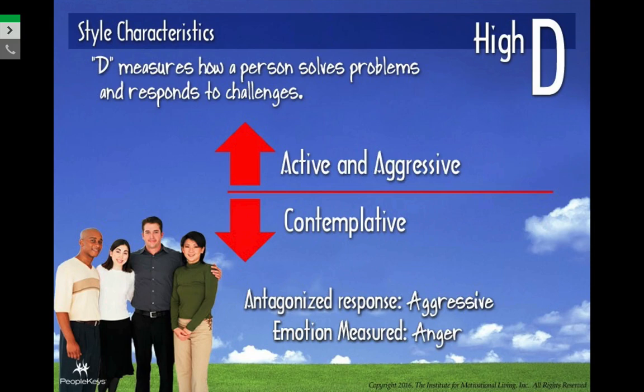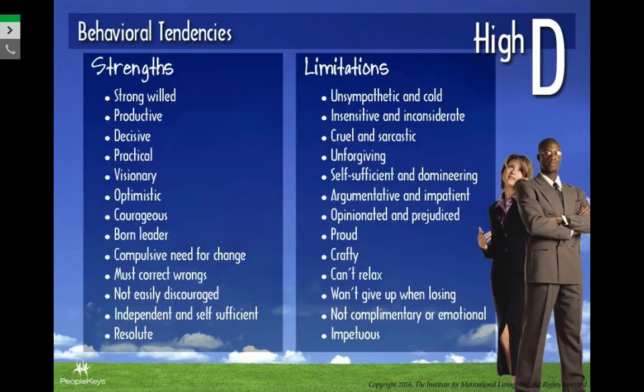The antagonized response for the high D is aggressive, and the emotion that it measures is anger. So you'll hear people say the high D is someone who's quick to anger, just because we get frustrated easier, we're impatient. The high Ds, raise your hand. Just be real. You're impatient and you can get frustrated. Someone's telling you a story and they're a high I, drawing that thing out, and you're going, can you paint the story with a bigger paintbrush, please? Get to the point. Where are we? What's happening? That's that high D characteristic.